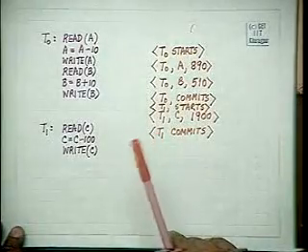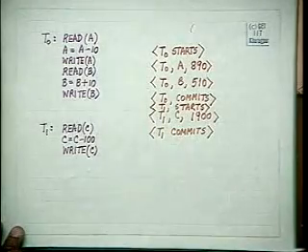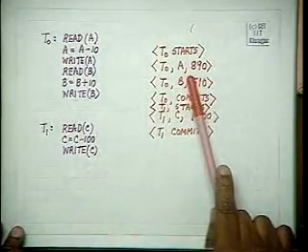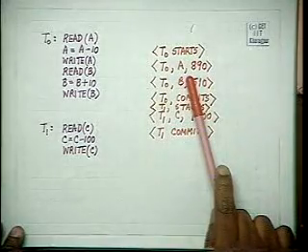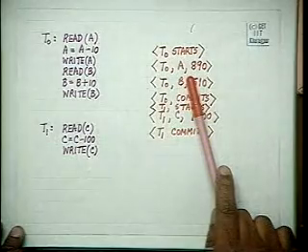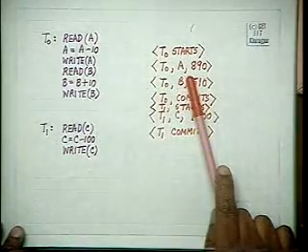Now in case of a deferred database modification, since there is no modification which takes place before a transaction partially commits, in the log we need not write the old value, because the old value will continue to be maintained till the transaction partially commits, that is till the last statement of the transaction is executed.